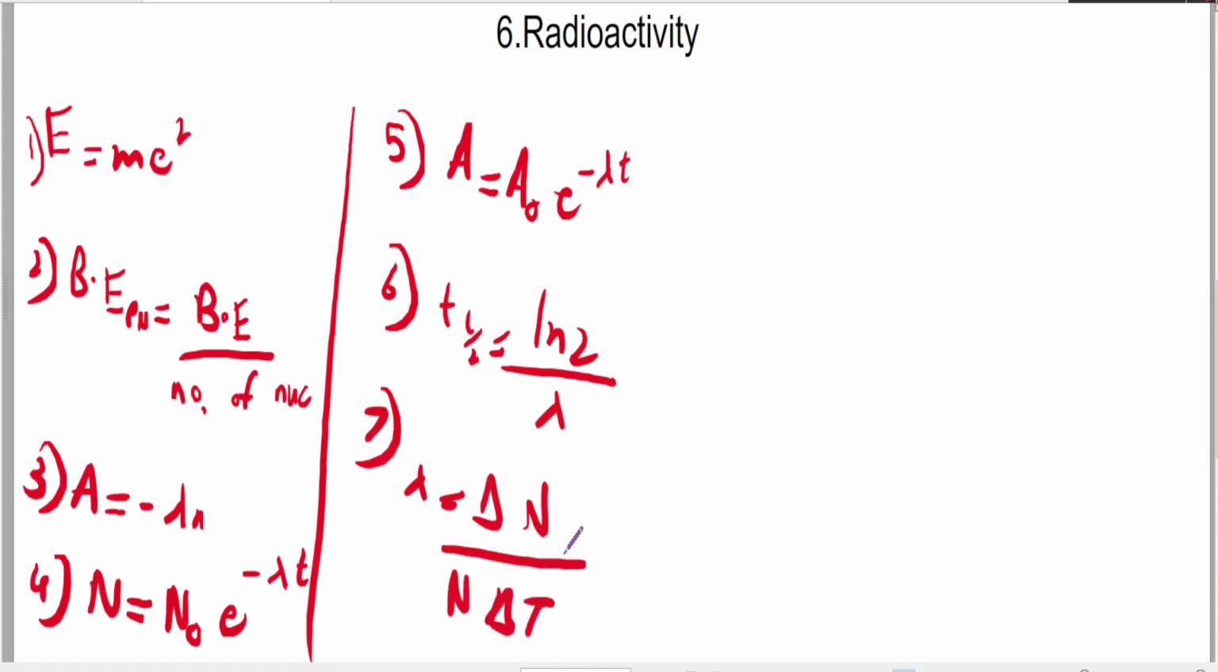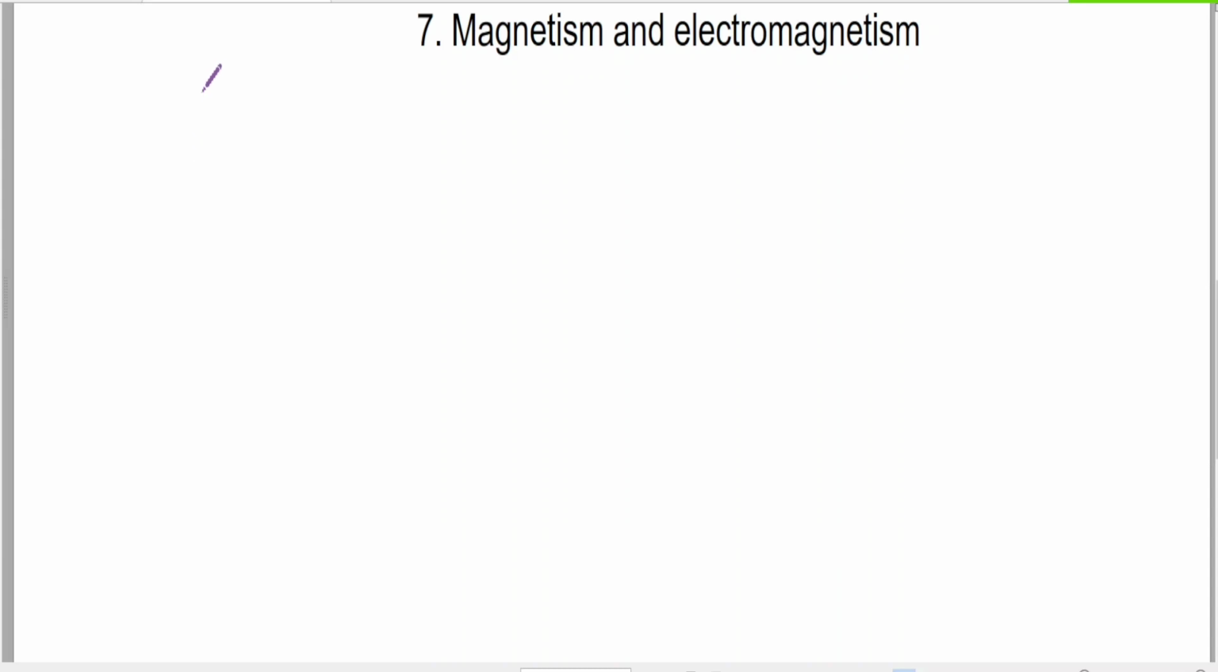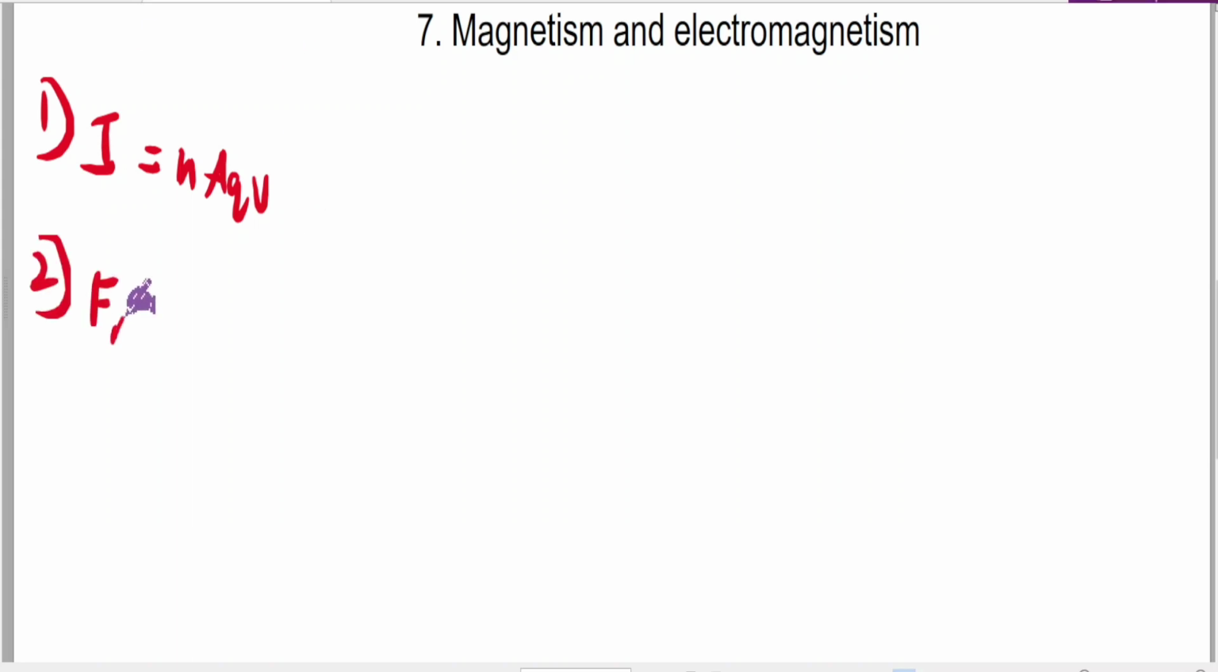Moving on to two big chapters, magnetism and electromagnetism. First of all, the equation you learned in AS, which is I equals n A q v, where n is the number of charge carriers, A is the area, q is the charge, v is the velocity, drift velocity to be specific. Magnetic force is equal to B I L sine theta.